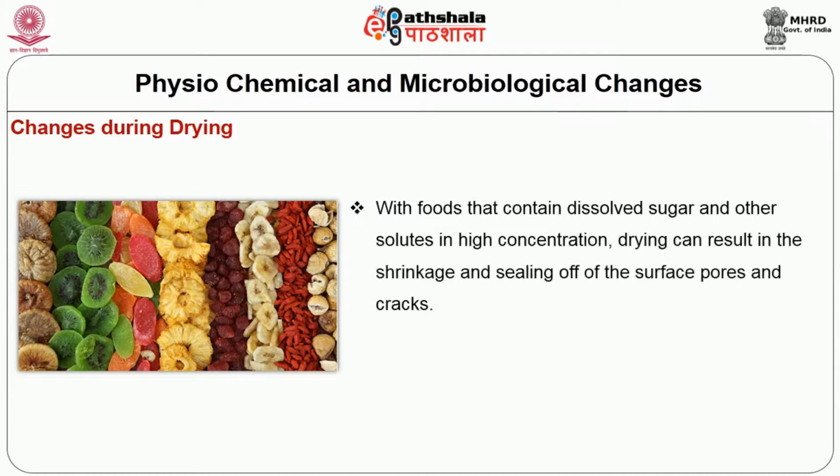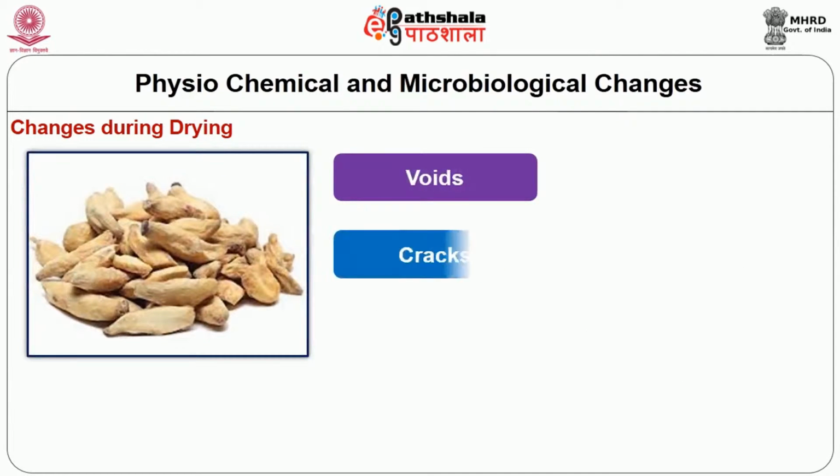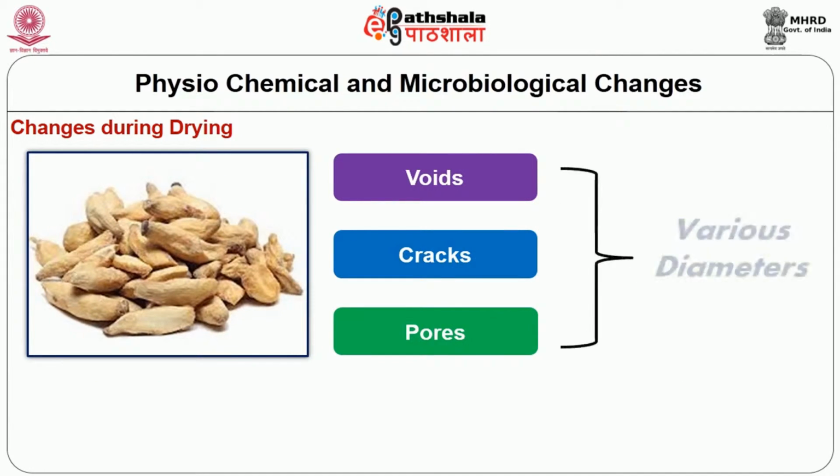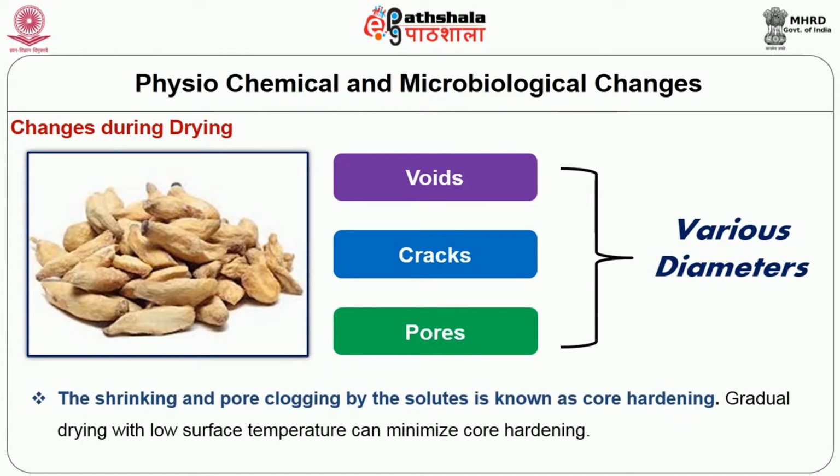With foods that contain dissolved sugar and other solutes in high concentration, drying can result in the shrinkage and sealing of the surface pores and cracks. This results in trapping much of the remaining water with the food and drying rate dropping off severely. Dried food pieces may contain voids, cracks and pores of various diameters. The shrinkage and pore clogging by the solutes is known as core hardening. Gradual drying with low surface temperature can minimize core hardening.